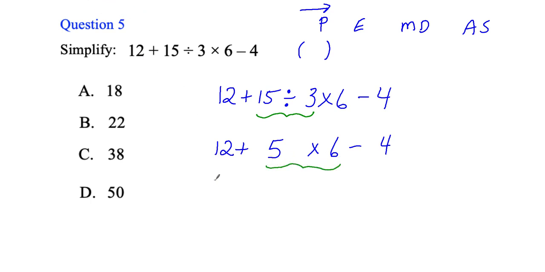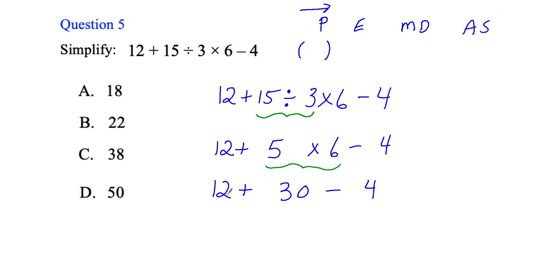So I bring down the 12. I bring down the plus. What's 5 times 6? That's 30. Bring down the minus. Bring down the 4. And I'm getting closer here. Now I need to decide what would I do first, the addition or the subtraction. Well, they're at the same level. That's why they're grouped together on this PEMDAS.